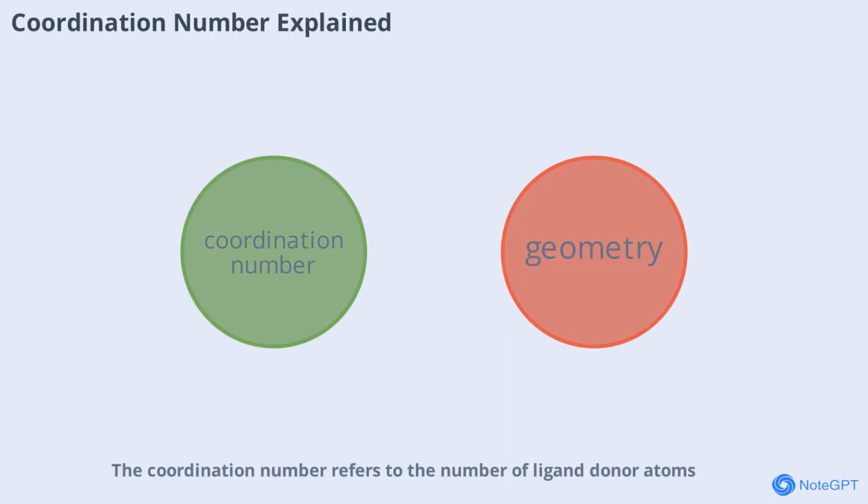Coordination number refers to the number of ligand donor atoms directly bonded to the central metal atom in a coordination compound. This number can vary, typically ranging from 2 to 8, depending on the size and electronic structure of the metal and ligands. For example, in [Fe(CN)6]4-, the coordination number is 6, as 6 cyanide ions surround the iron center. Understanding coordination numbers helps predict the geometry and stability of complexes.